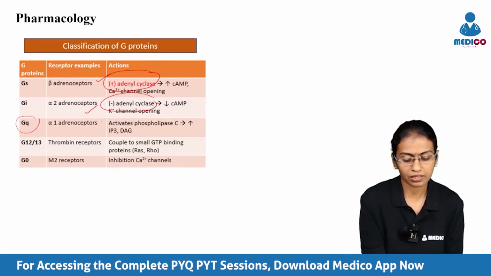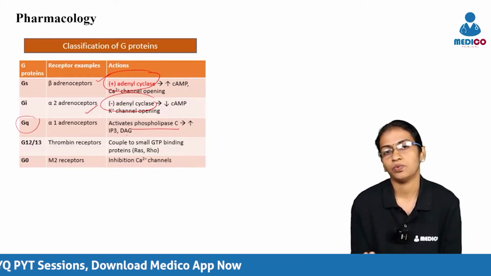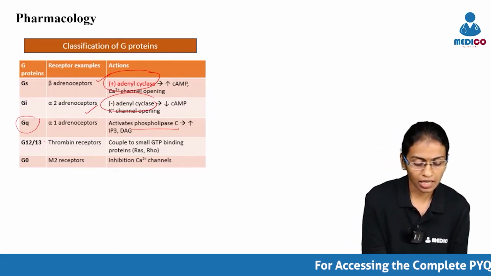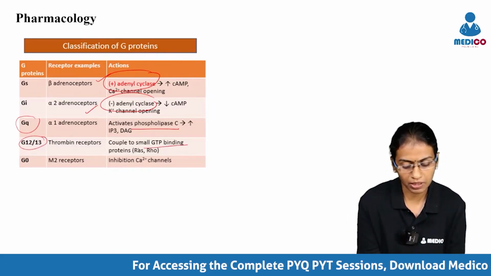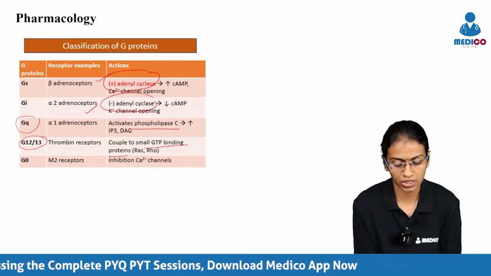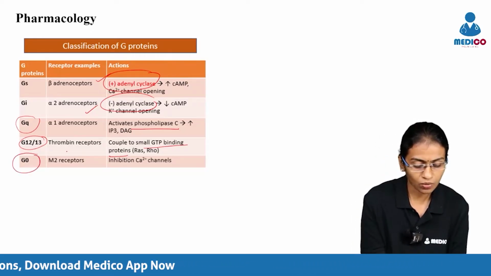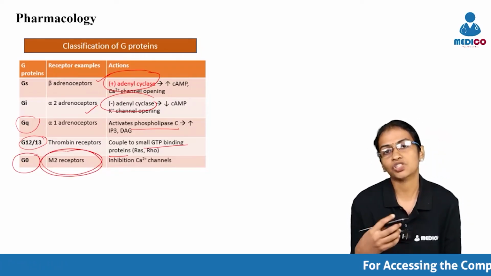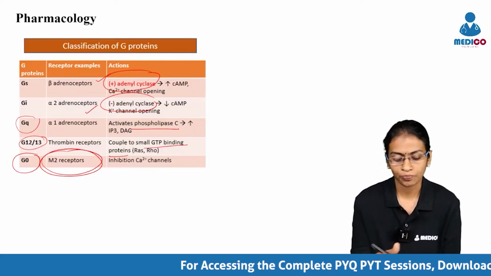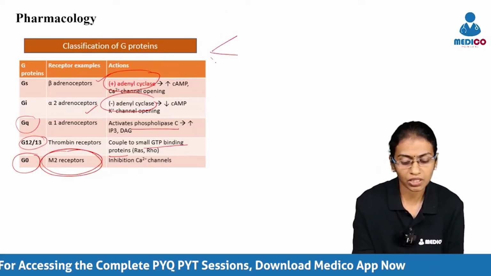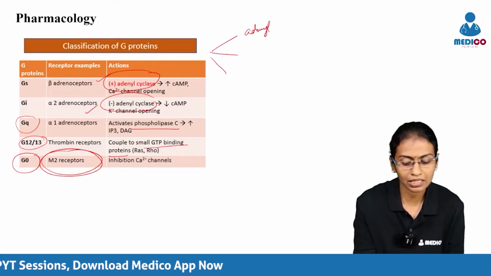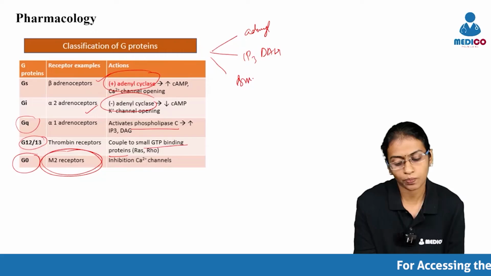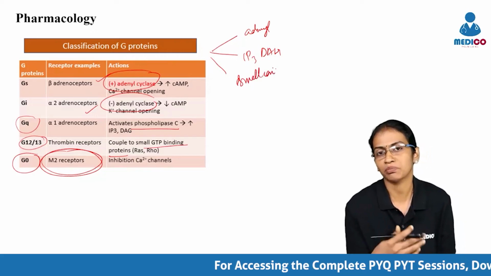GQ is activating the phospholipase C, and PIP2 is converted into IP3 and DAG. G12/13 is by coupling with small GTP binding proteins, known as Rho proteins. GO is what we saw now, the muscarinic acetylcholine receptors that act by directly inhibiting the ion channel. So the G protein coupled receptors either activate through adenyl cyclase or the IP3 DAG pathway, or they directly go and open the small ion channels like calcium and bring about their action.